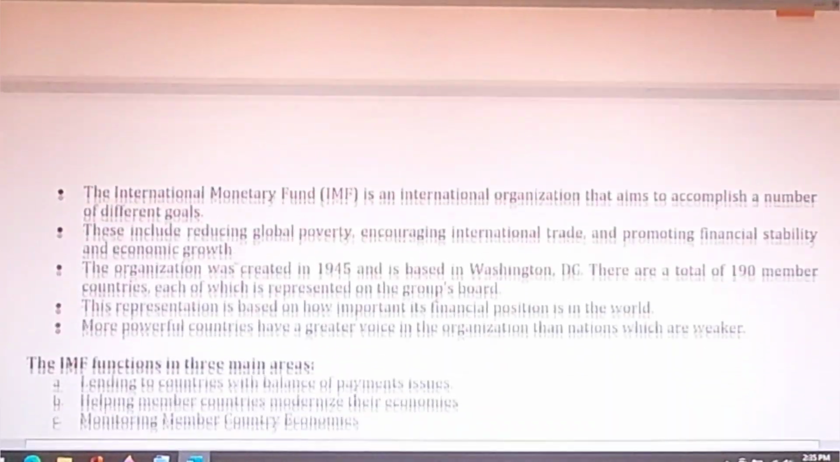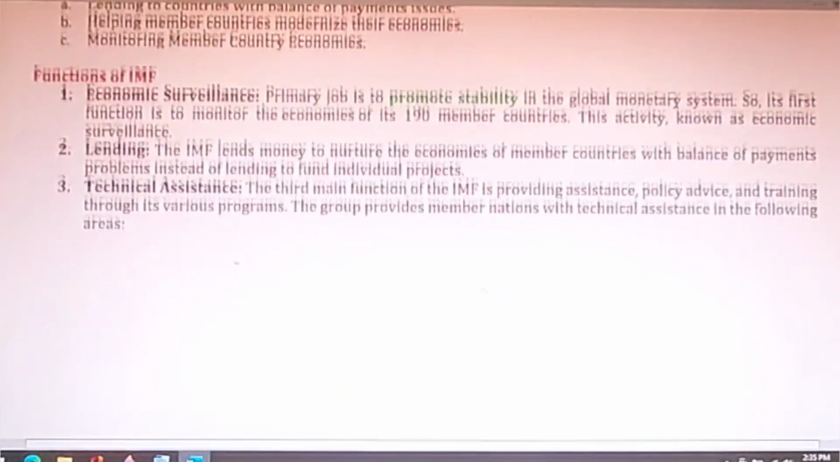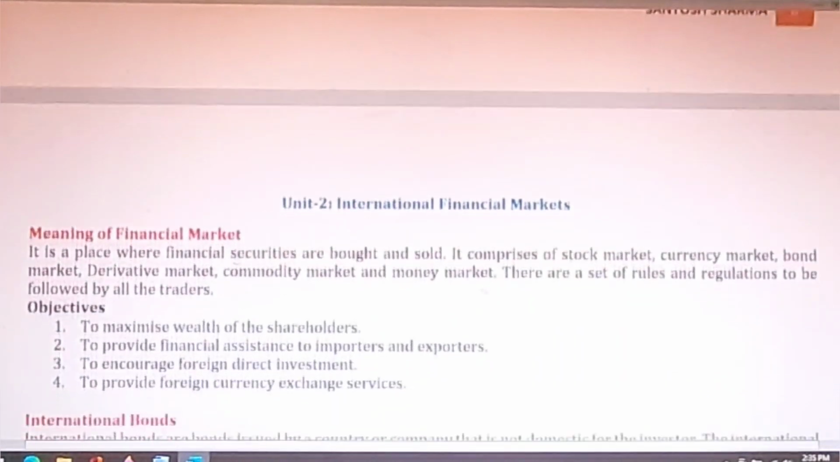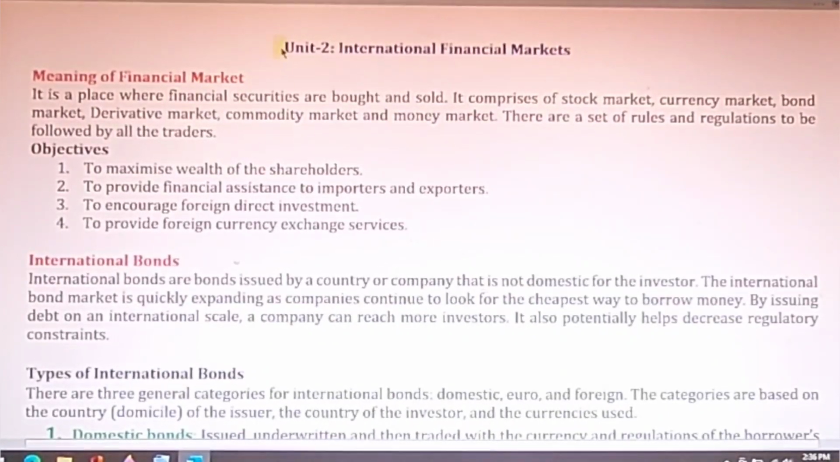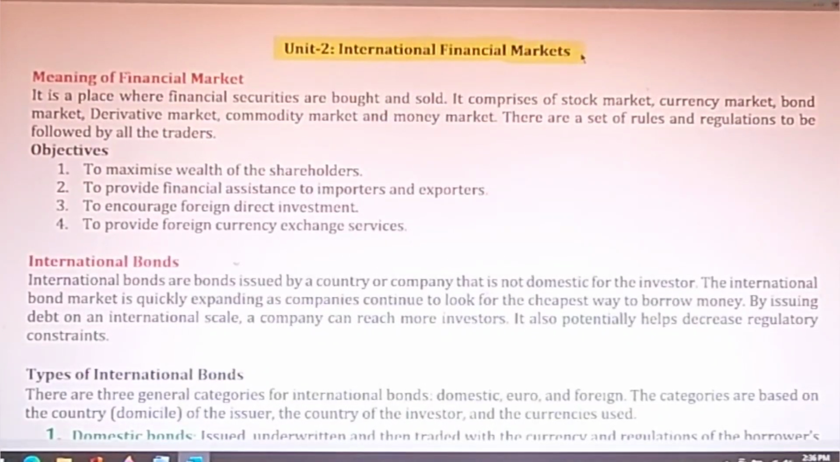So let's skip this and move on to the next unit. The next unit 2 is on international financial market. Now this one is a very important topic. यहाँ से क्वेश्चन आता ही आता है every year.